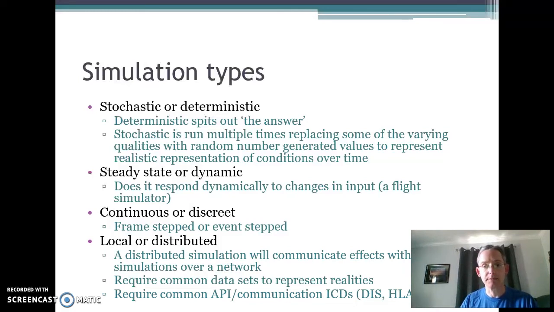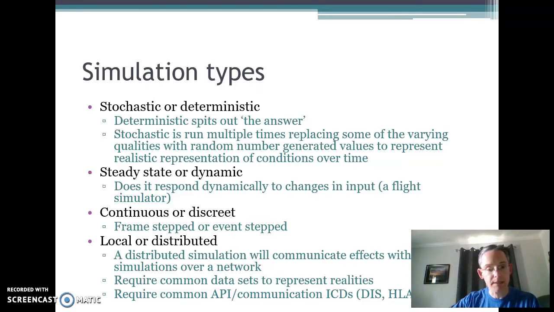Stochastic is run multiple times. You replace some value of varying qualities and basically come up with new answers based on how you shape the model. You can have steady state or dynamic. So does it respond dynamically or not? Think of a flight simulator. That's going to be a dynamic response. It's going to change based on what the pilot is doing with that model.